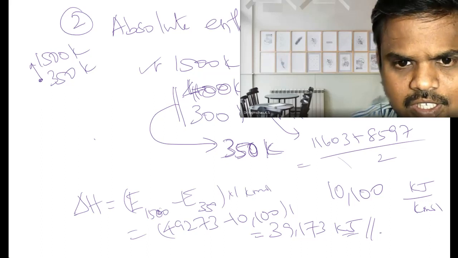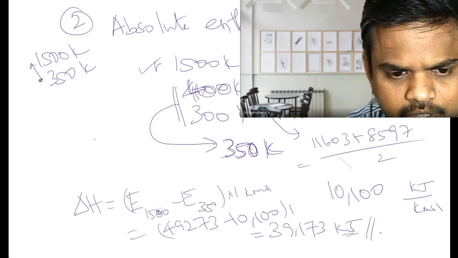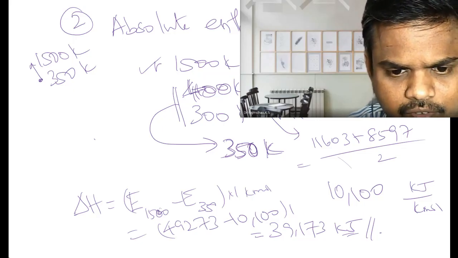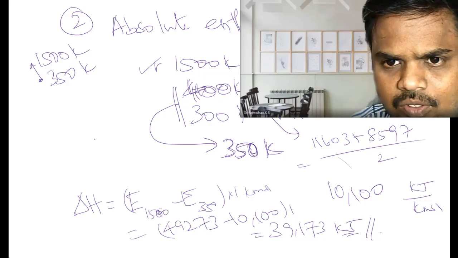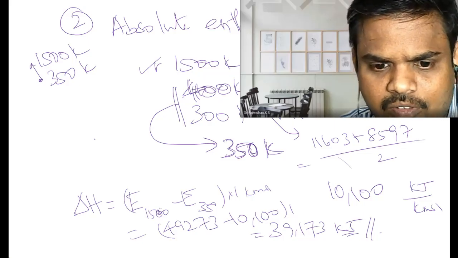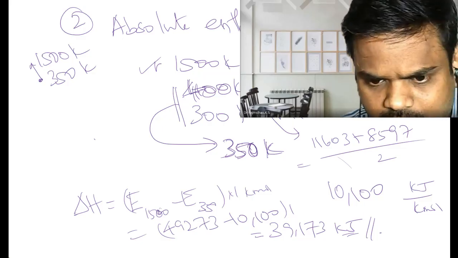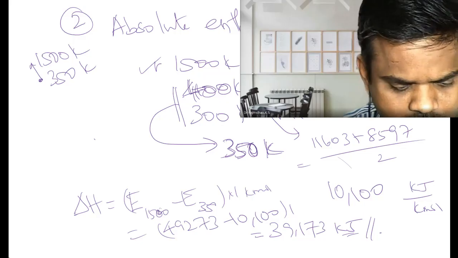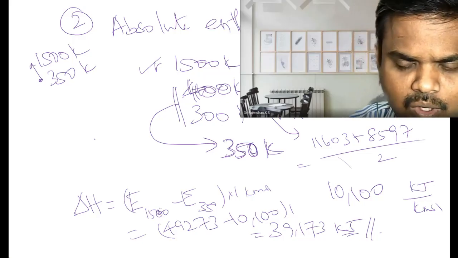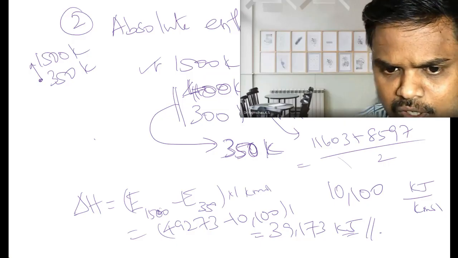So what is the delta H? Delta H is equal to enthalpy at 1500 degrees Celsius minus enthalpy at 350 degrees Celsius. So the enthalpy at 1500 is given, 49273 minus 10,100, which gives us the value 39,173 kilojoules. Okay, so we have 1 mole, total is 1 mole, right? Multiplying by 1 kilomole.